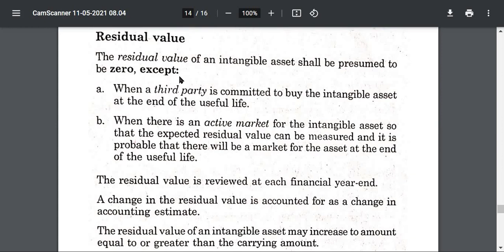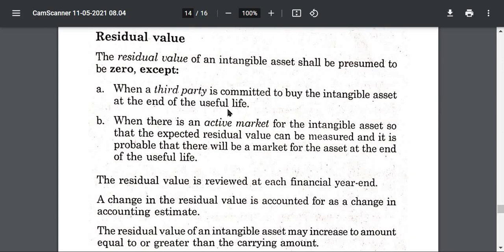Except if merong third party na committed si third party to buy the intangible asset at the end of the useful life. Okay? So meaning, for example, may kausap ka na third party, they are very committed na bilhin yung intangible asset at the end of its useful life. If that's the case, meron siyang residual value.